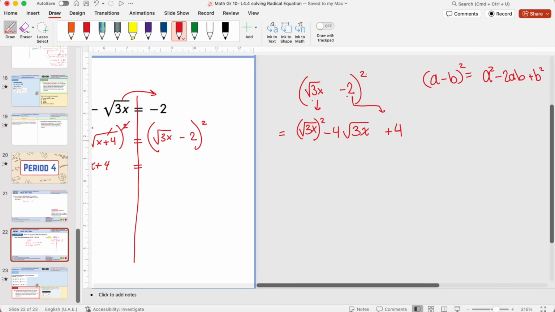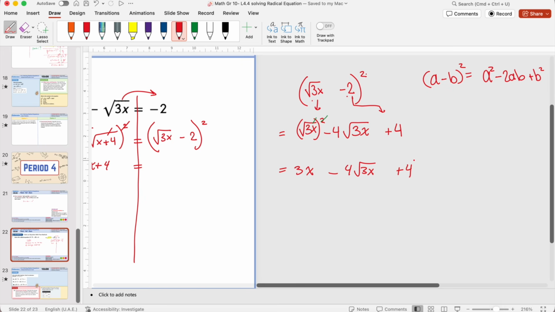Can we simplify even more? Yes, guess what? Here you have square of a root. They cancel out. See, alhamdulillah, life is a bit nicer. So you're gonna have 3x and then negative 4 root 3x and then plus 4.